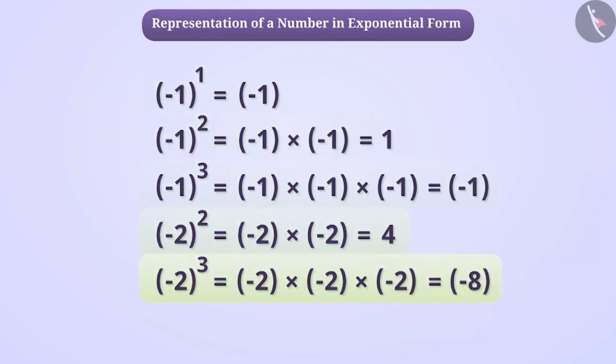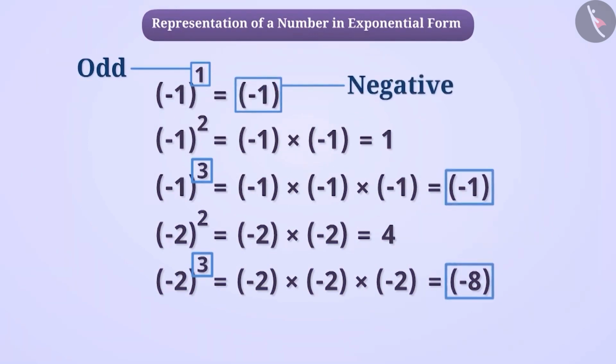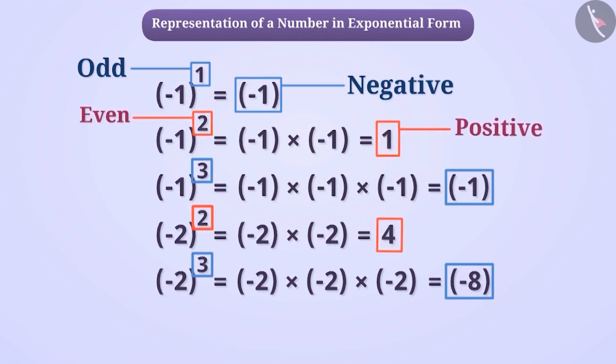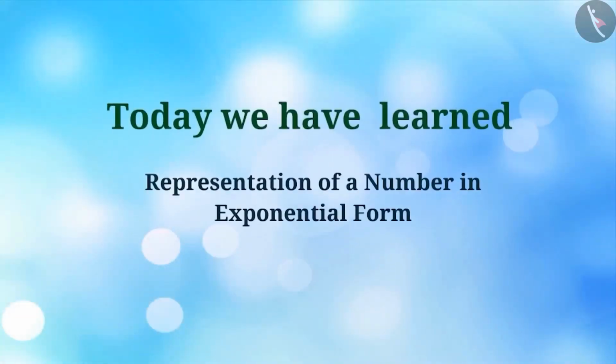By now you would have understood that if the exponent of the negative number is an odd number, the result is also negative. If the exponent of the negative number is an even number, the result is a positive number. This helps us in understanding exponents better. Today we have learned the representation of numbers in exponential form. In the next video, we will see few examples of the same.